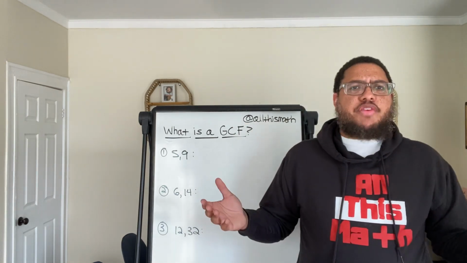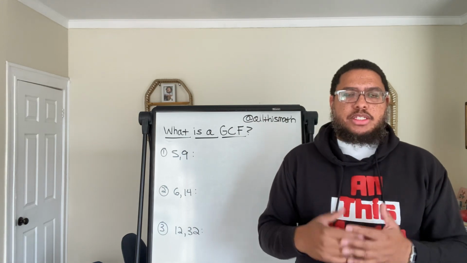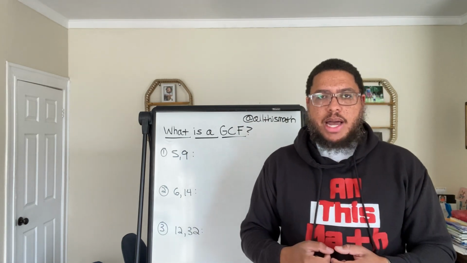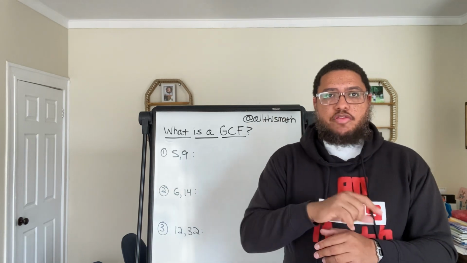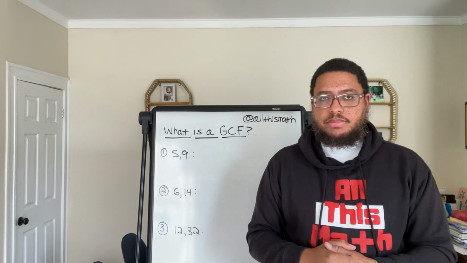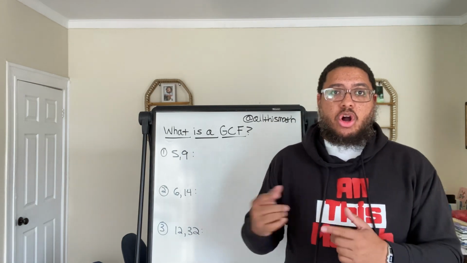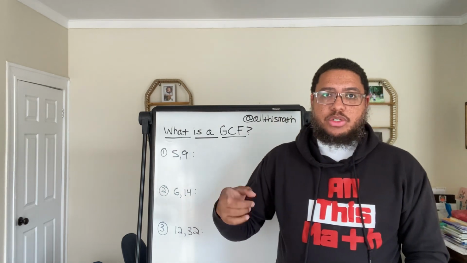All right. What is a factor? Factor is a term that gets thrown around a lot too. A factor is basically a number that can be multiplied to arrive at a product. Example, 3 and 2 are factors of 6. Why? Because 3 times 2 equals 6, right? 1 and 6 are also factors of 6. Why? Because 1 times 6 equals 6.